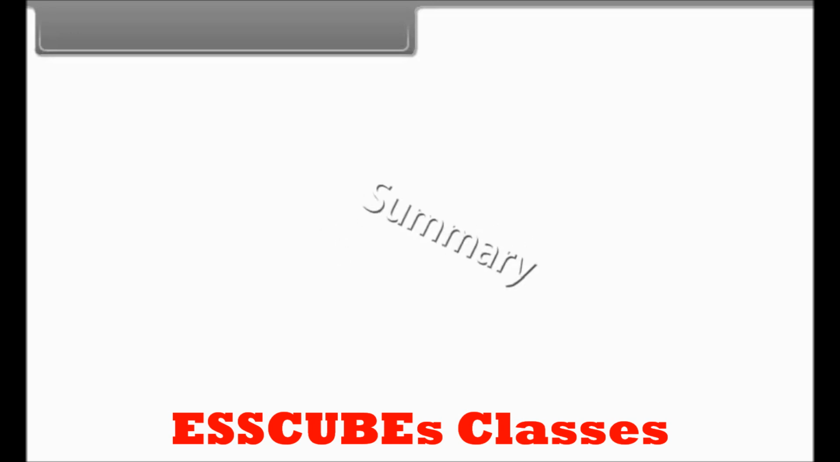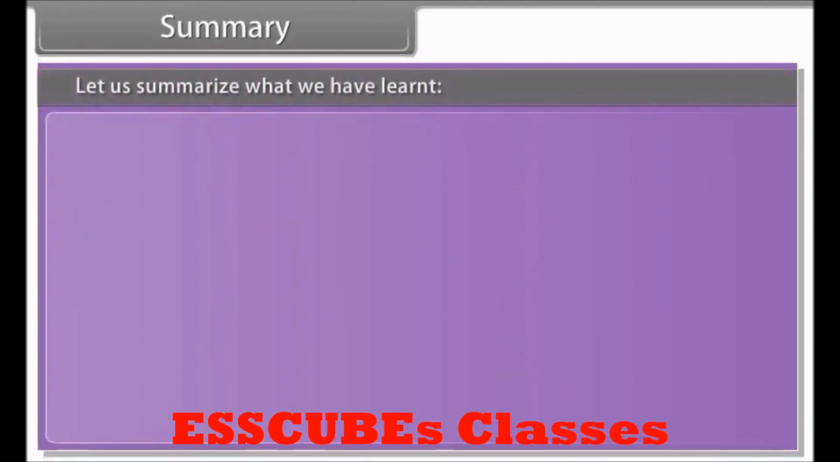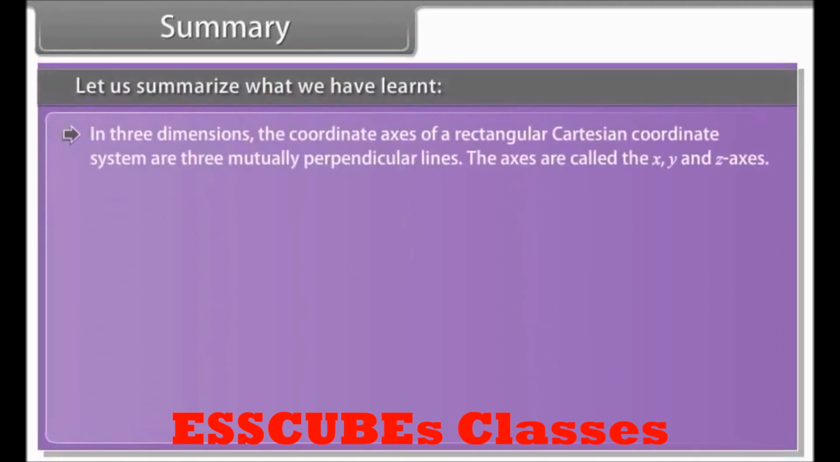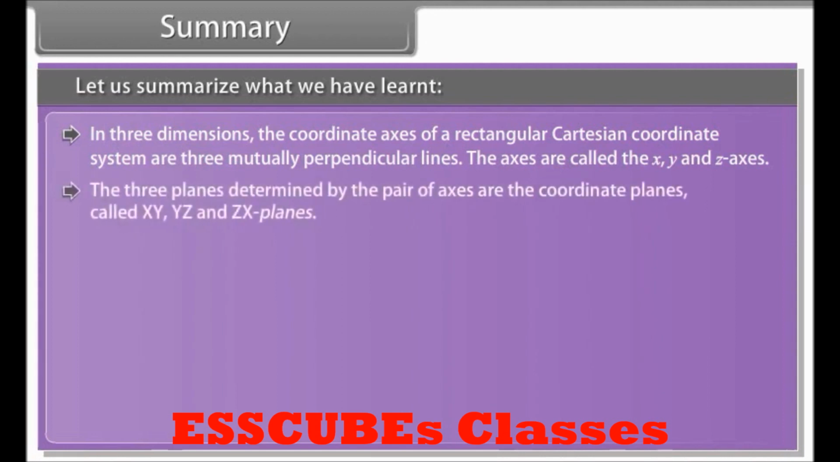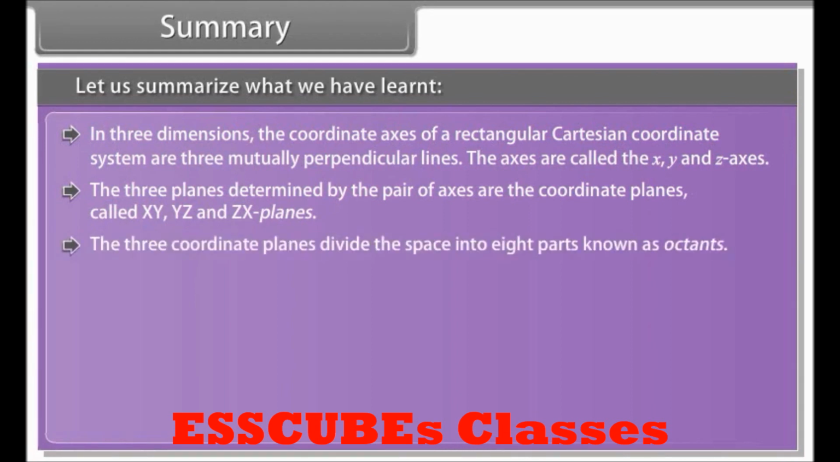Summary. Let us summarize what we have learned. In 3 dimensions, the coordinate axes of a rectangular Cartesian coordinate system are 3 mutually perpendicular lines. The axes are called the x, y and z axes. The 3 planes determined by the pair of axes are the coordinate planes called xy, yz and zx planes. The 3 coordinate planes divide the space into 8 parts known as octants.